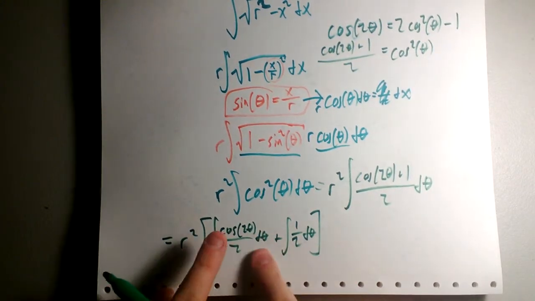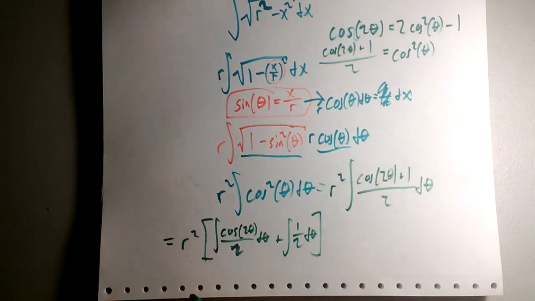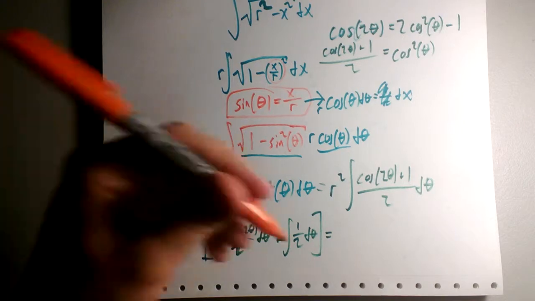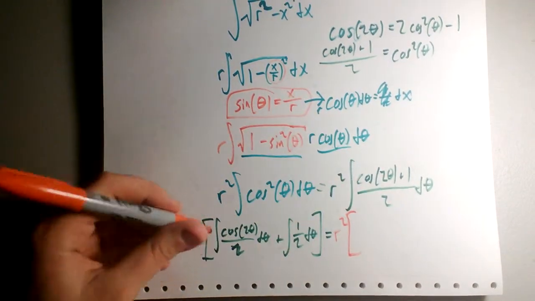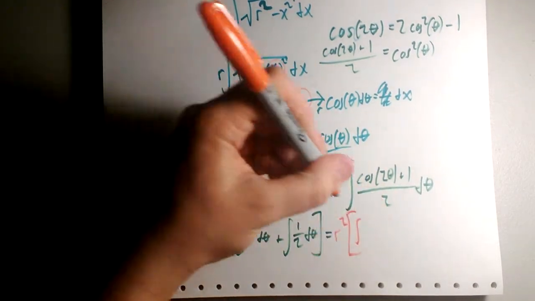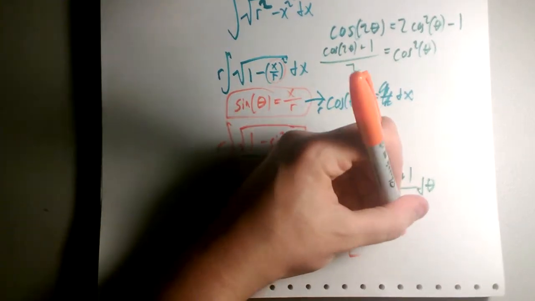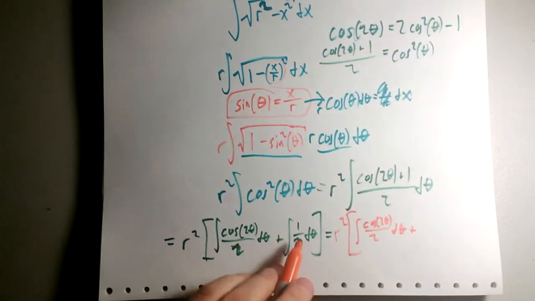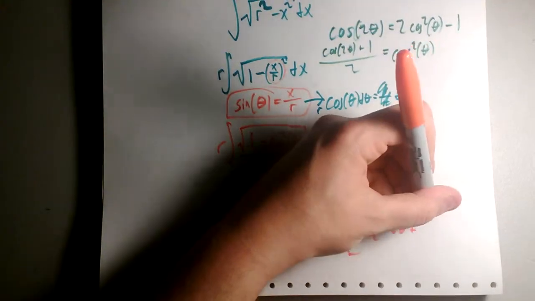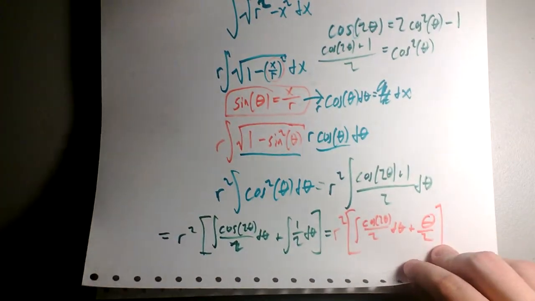Why did I separate this? Well, this integral is nice. This integral, only kind of. Not really nice. So let's solve the right one first. That's the right step. So we have r squared times the integral of cosine 2 theta divided by 2 d theta. That guy can stay, substitution later. And this is plus the integral of one half d theta, which is just theta divided by 2. All right, neat. Let's bring this to the next page.